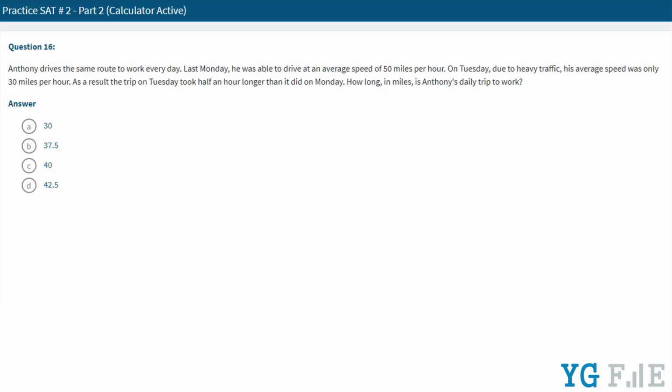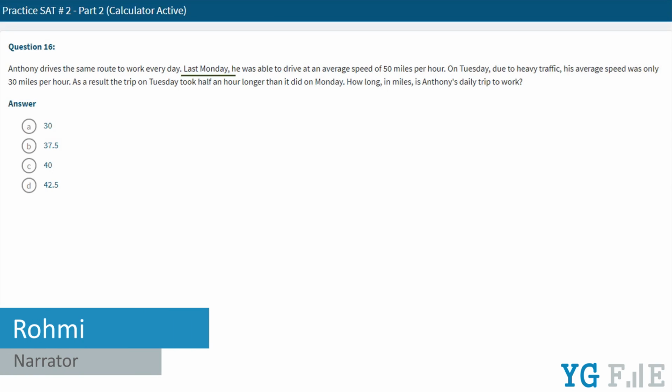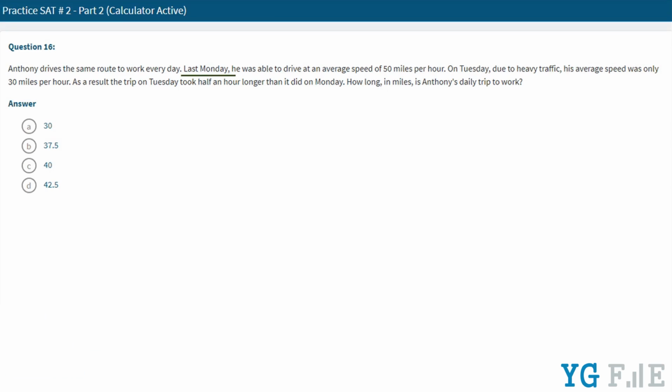Anthony drives the same route to work every day. Last Monday, he was able to drive at an average speed of 50 miles per hour. On Tuesday, due to heavy traffic, his average speed was only 30 miles per hour. As a result, the trip on Tuesday took half an hour longer than it did on Monday. How long in miles is Anthony's daily trip to work?